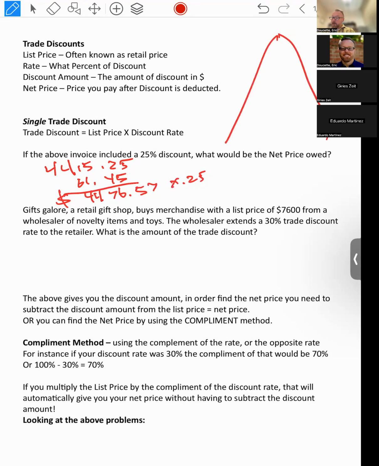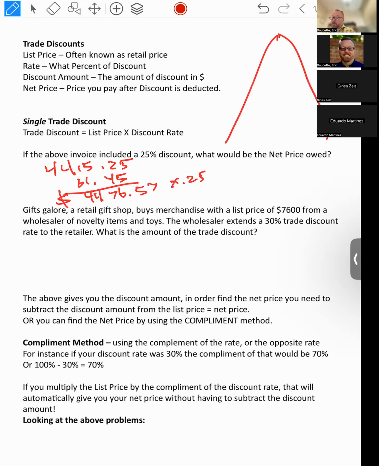I did. That came out to $1,119.14. So that's how much of a discount I got off of the $4,476.57. So then what would the net price owed be?